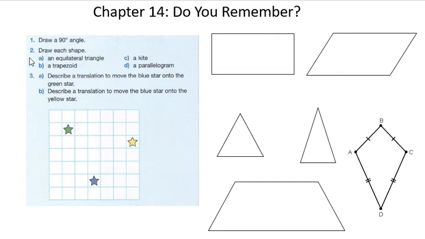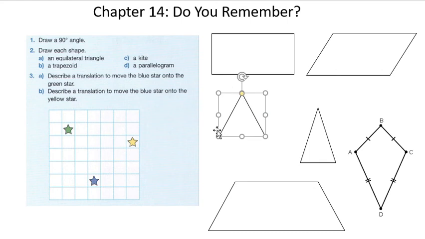Number 2, draw each shape. A, equilateral triangle. Equilateral means that the sides are the same. It's got to be a triangle. This is our equilateral triangle. It may not look exactly the same on your screen, but on my screen, these three sides are exactly the same length. And because these sides are the same length, each of these angles are also the same.